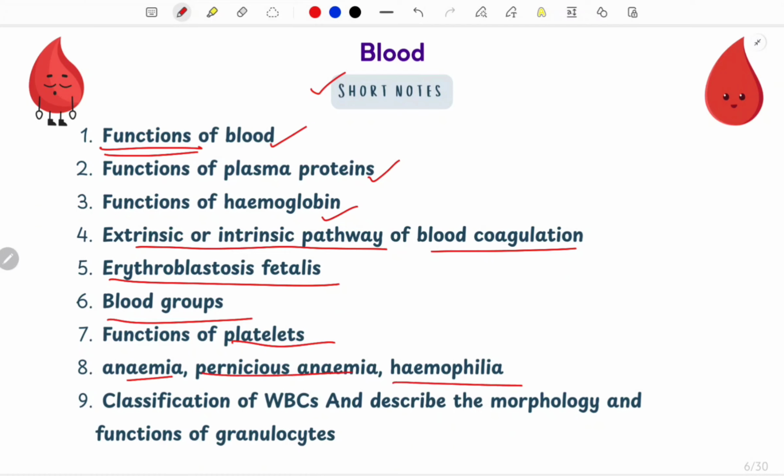Mostly in physiology, there won't be much of a concentration at the clinical aspects because they will be dealt separately in the general medicine, because it can be also asked in 2 marks or a part in a 10-mark question. So it is better to know all these things. And then classification of WBC and describe the morphology and functions of granulocytes. Again, functions are very important in physiology aspect. So wherever you see function word, just make sure you read it.